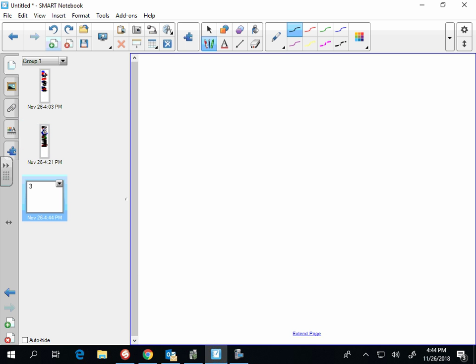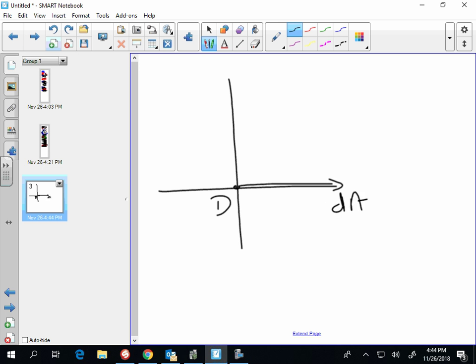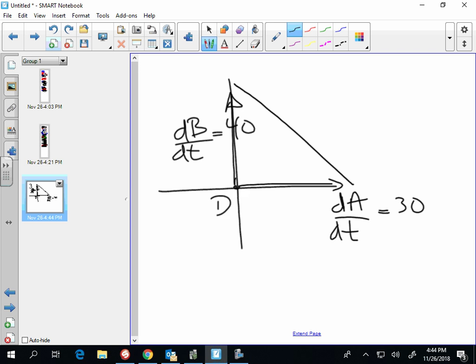Convoy. Two convoys leave a depot. Here's the depot. Convoy A heads due east at 30 miles per hour. So we know that the change in A with respect to time is 30. Convoy B travels north at 40. dB/dt equals 40. How fast is the distance between the convoys changing? dD/dt is what we're being asked to find. How fast is the distance changing?